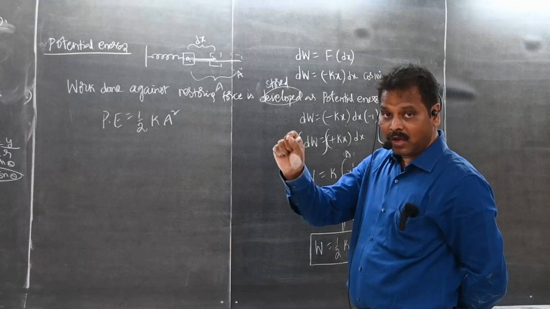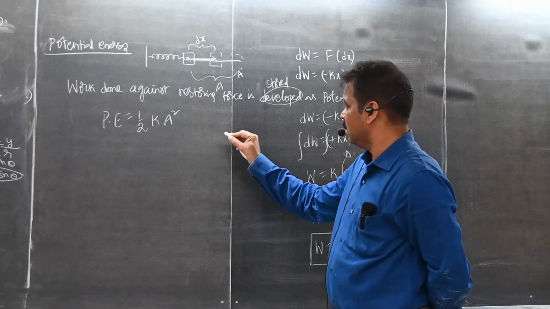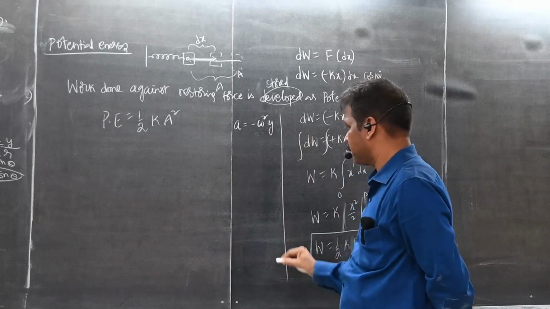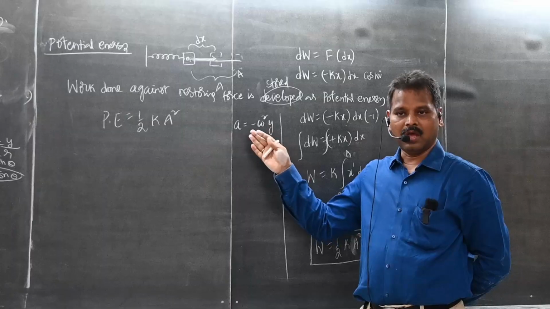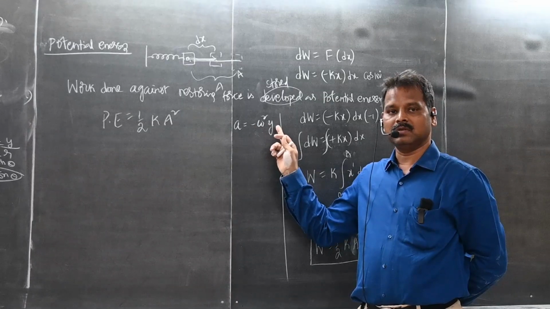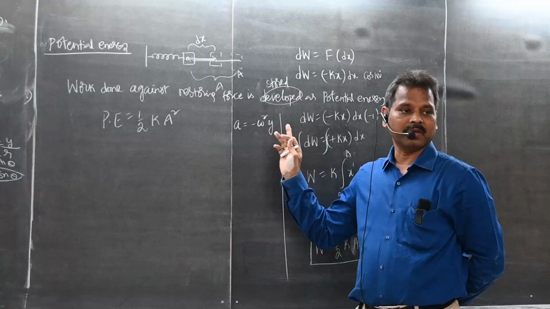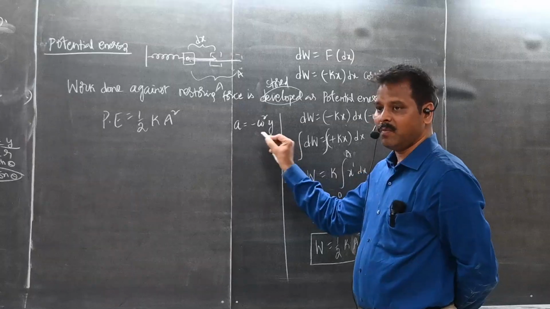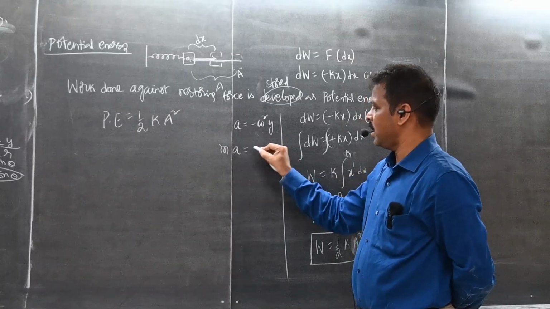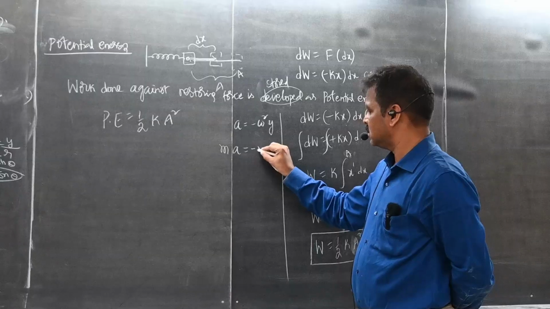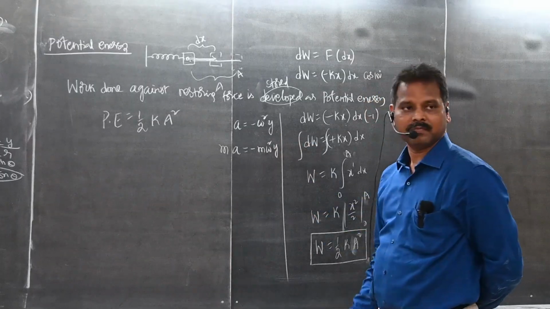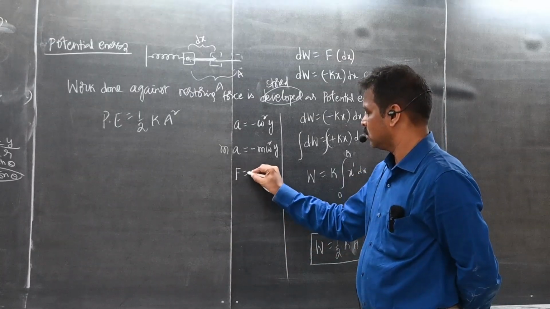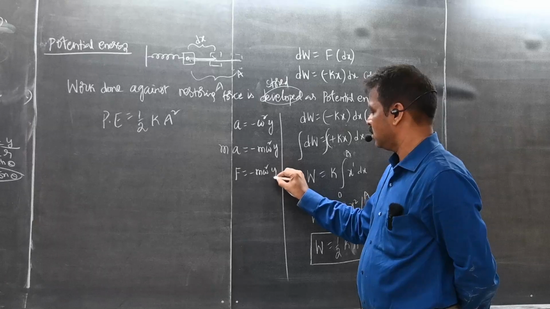Students, for any particle executing simple harmonic motion, can I say acceleration is equal to minus omega square y, or minus omega square x, or minus omega square z? This only indicates the direction of displacement: is it along the y axis, x axis, or z axis? Now, if you multiply m on both sides, what do we get? Ma is equal to minus m omega square y. What is Ma? F is equal to minus m omega square y.